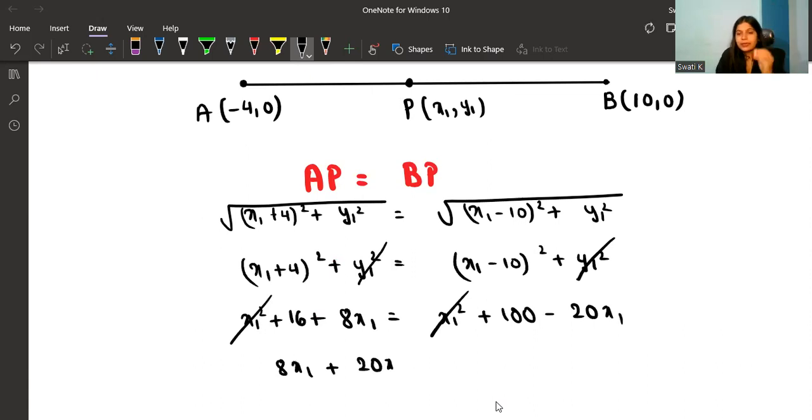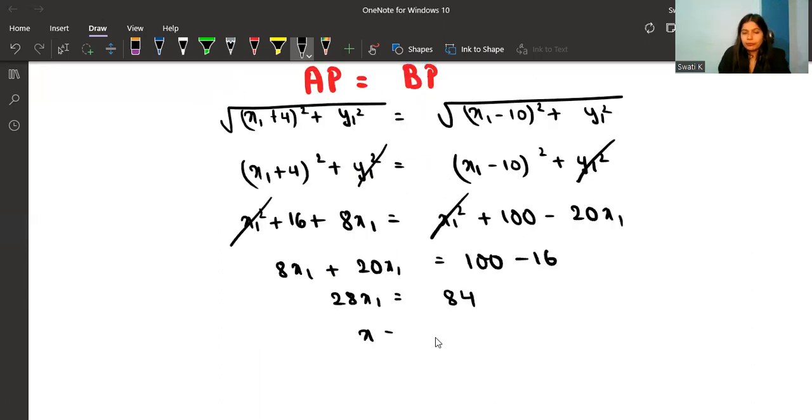I'm shifting this minus 20x1 to the other side, so it is equal to 100, and then plus 16 will become minus 16. Now what is 8x1 plus 20x1? 28x1. What is 100 minus 16? It will become 84. So we have got 28x1 is equal to 84. So what is the value of x1? Simply divide 84 by 28. So of course this is 3. So x1 we have got 3.